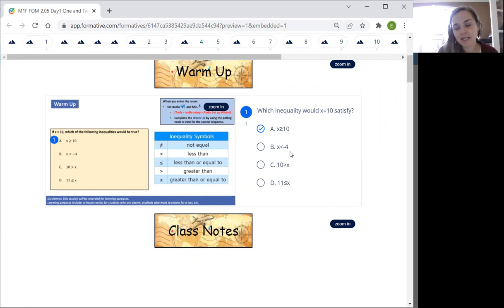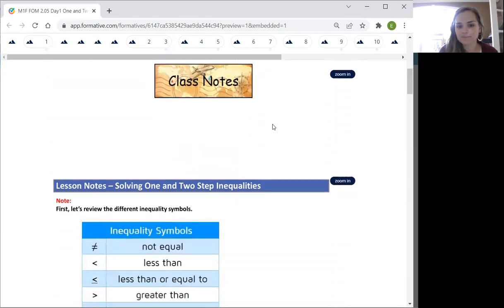x is less than -4 does not satisfy 10. 10 is greater than x. Okay, so remember, you have a sign where the mouth always goes towards the greater one. And then the last one, 11 is less than or equal to x. Okay, so the only one that satisfies it would be A.